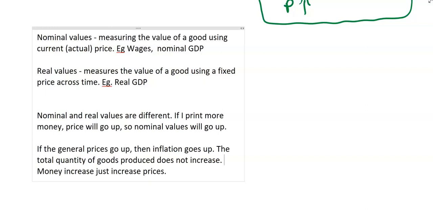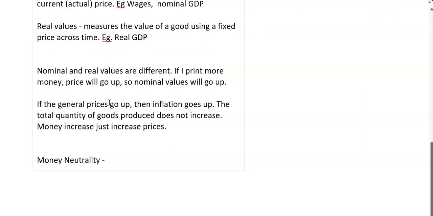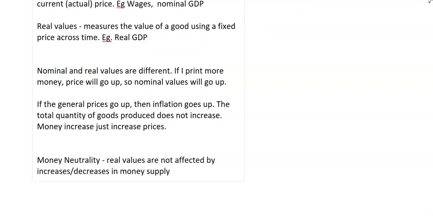And so this is what we call money neutrality. This is the phenomenon where when money supply changes, if money supply increases or decreases, then real values, so real GDP or real wage, don't change. What only changes is the level of prices. And so from here, we come up with a notion we call the quantity theory of money.